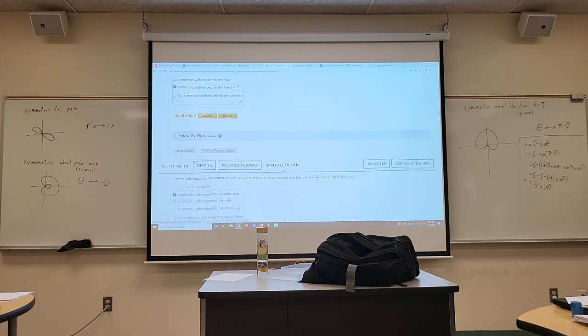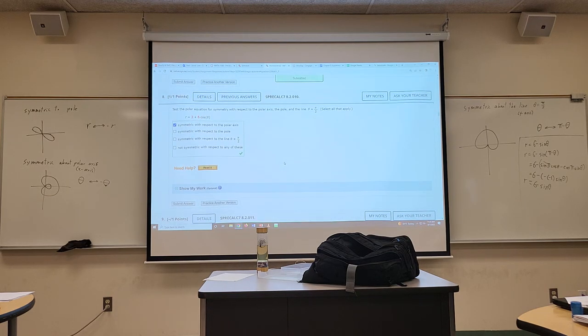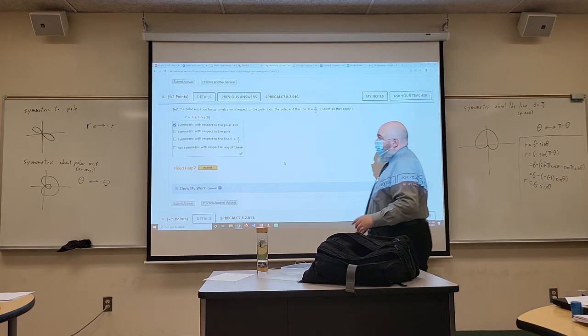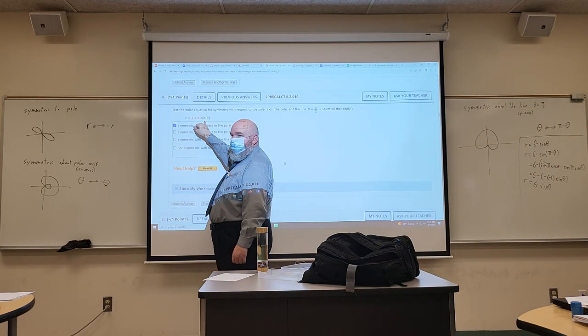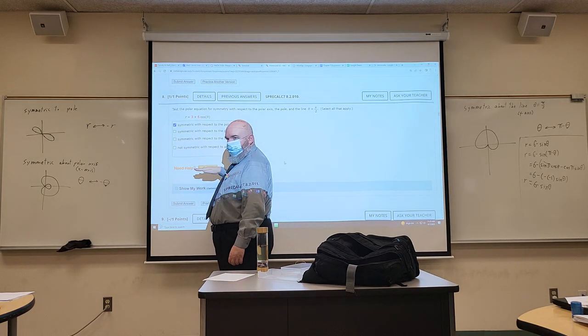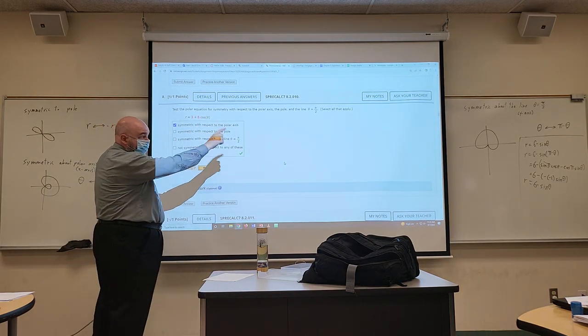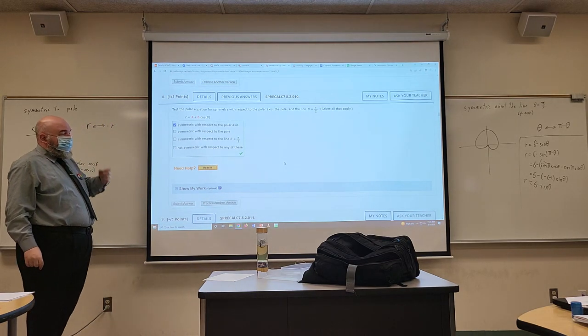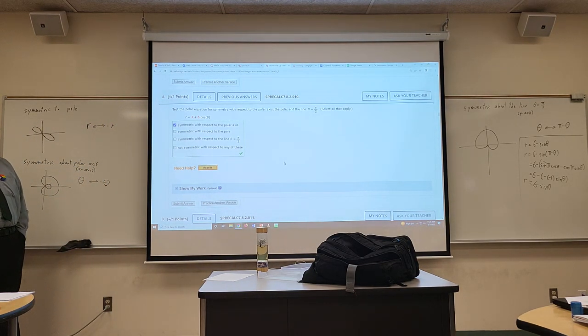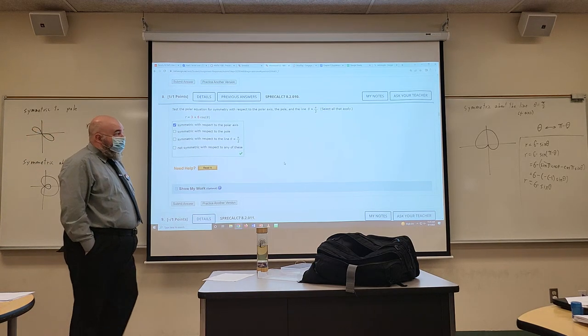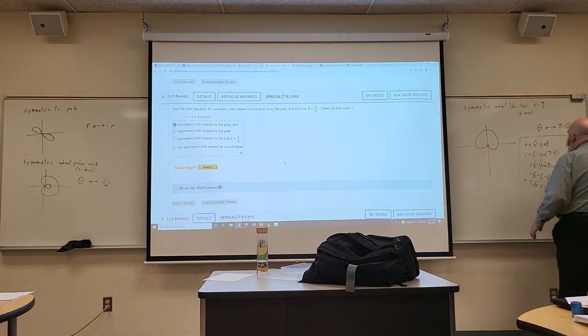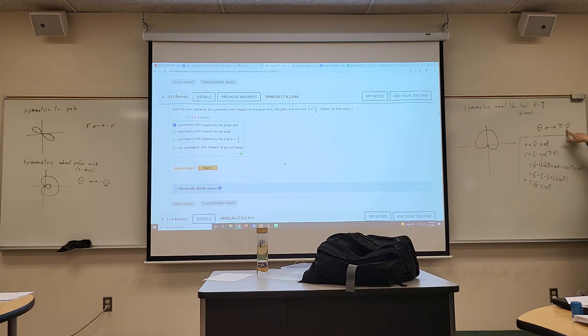Why did you choose theta to switch? Not r or anything else? Oh, because I expected it to be symmetric about the polar axis. Not just that it was a limaçon, but because it was a cosine limaçon, I was pretty sure it was horizontally oriented. If it had been a sine limaçon, it would have been similar to what we did over there. Where'd the pi come from? Well, that's how you test for symmetry around the line theta equals pi over 2. You replace theta with pi minus theta. And then I reduce.